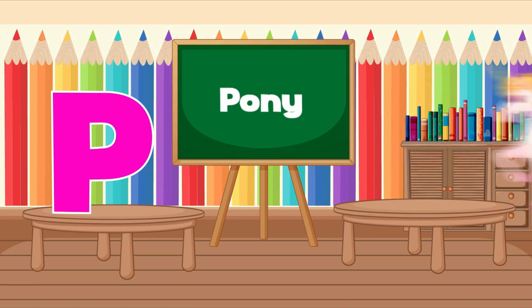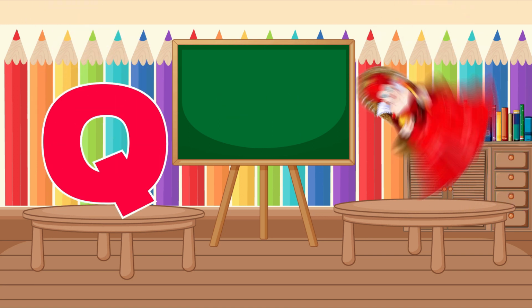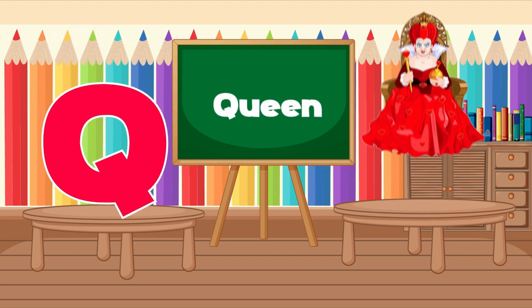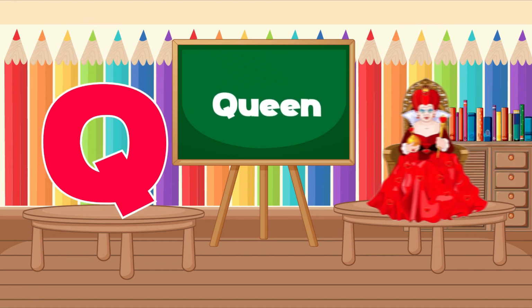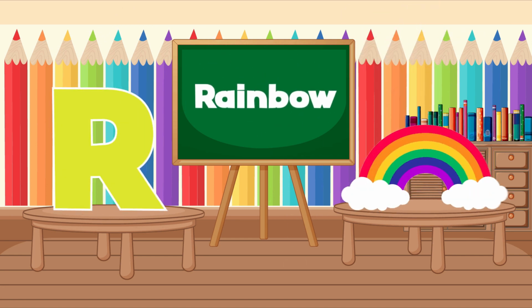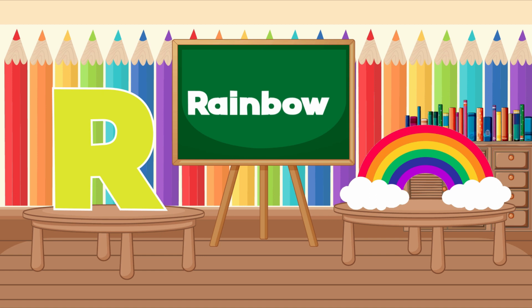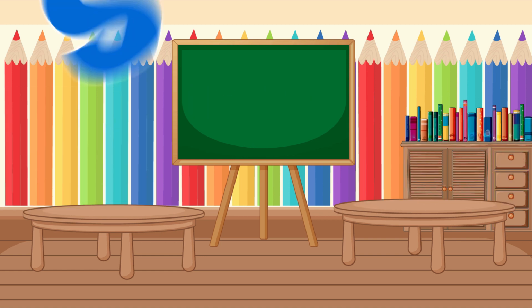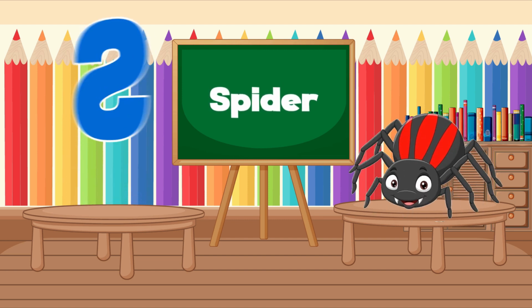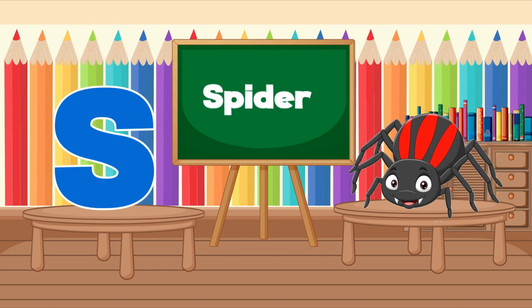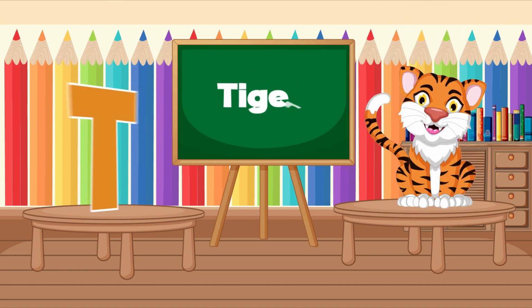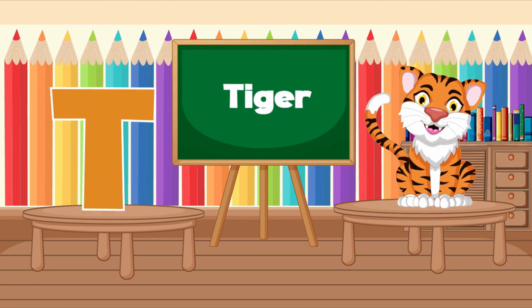Q is for queen. R is for rainbow. S is for spider. T is for tiger.